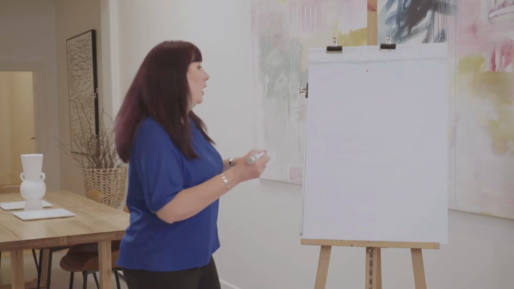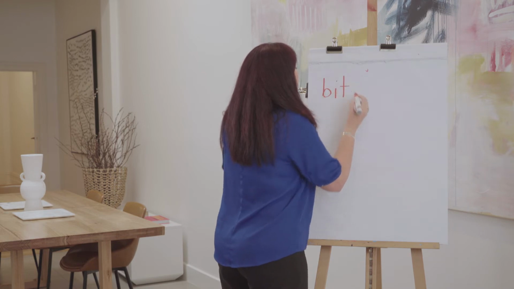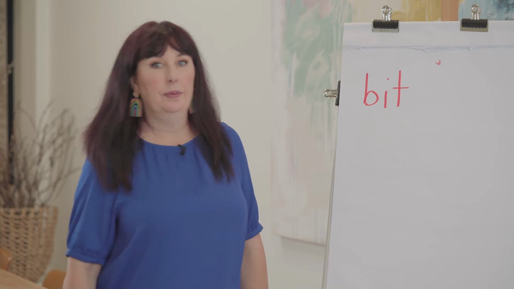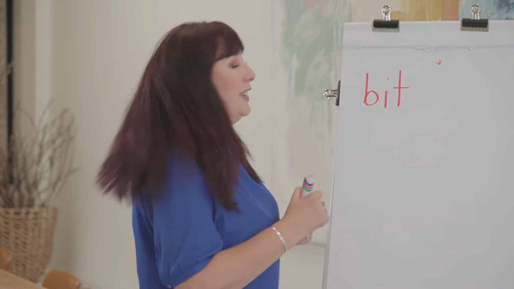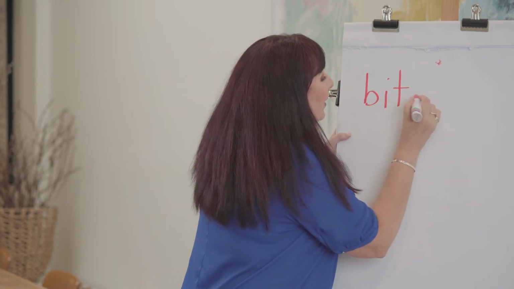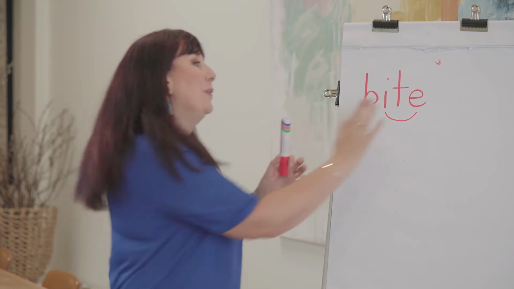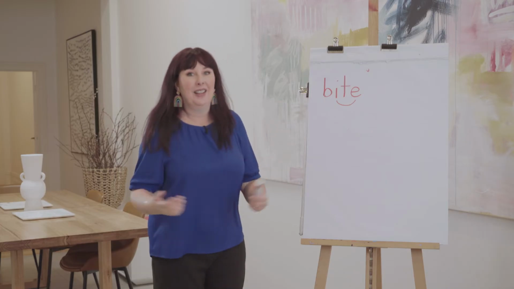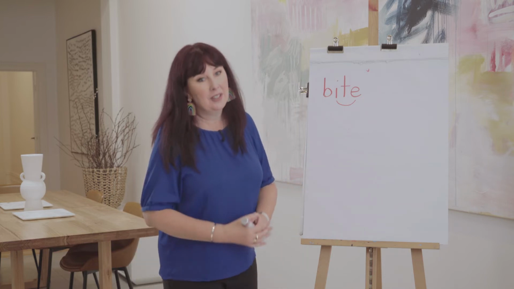Let's have a go writing it. B-I-T. Is that right? But bit, no. What do we need? You know, don't you? You all know. We need that bossy E to turn bit into bite. I love bossy E, silent E, split digraph E. It's one of my favourites.